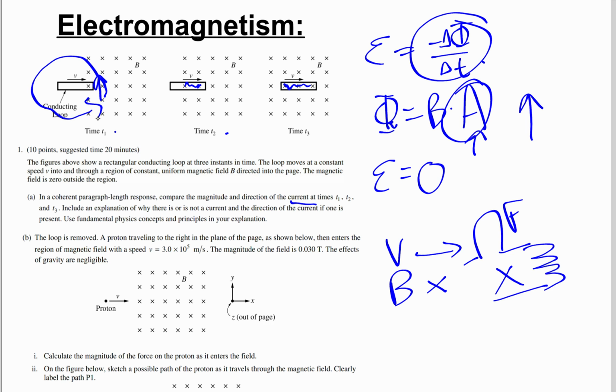Okay, at time t2, it's the same thing. We have an upward force here. There's no equivalent downward force on the left, so we get a loop like that. It's counterclockwise, same as t1.